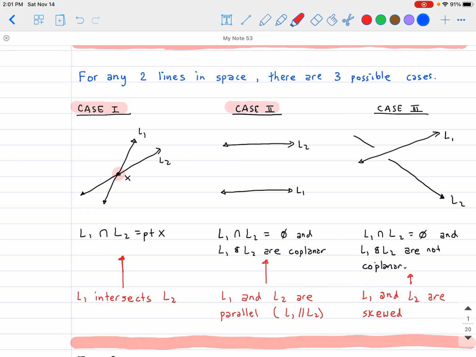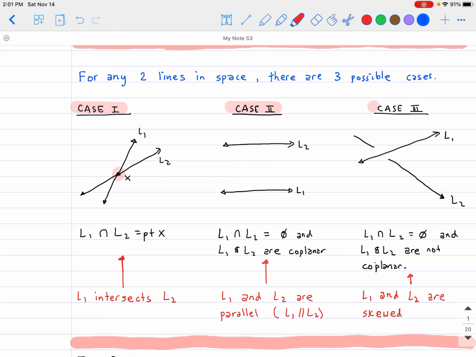Now, in case 2, the two lines could be in the case where they do not intersect each other, and they are still coplanar to each other. So, for example, if you take a look at the edge in your room on the top of the ceiling and then the edge on the bottom of the ceiling, notice that those two lines are not touching each other, but there is a plane that's going to contain them.